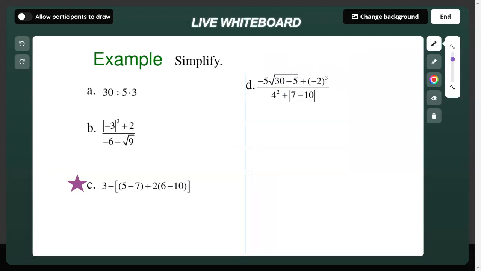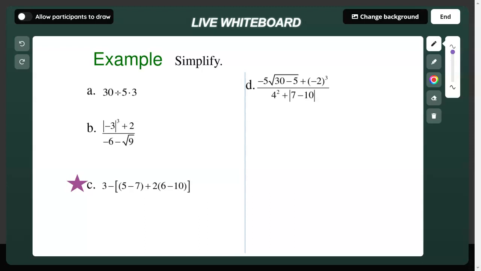Take it piece by piece. All right? Let's focus on just the numerator first. -5 times the square root of 30 minus 5 plus -2 cubed. What's the first part of that numerator that I should simplify? I should simplify the root. Specifically, the subtraction inside the root. 30 minus 5 gives me what?